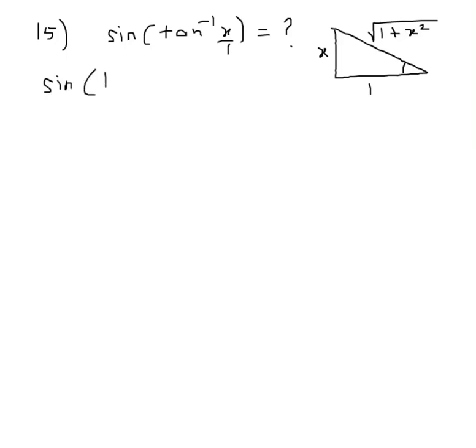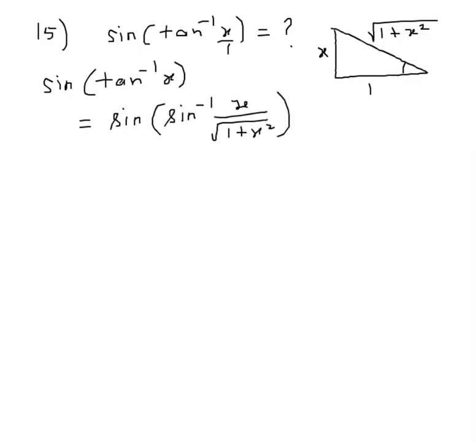Therefore, sine of tan inverse of x can be written as sine of sine inverse of opposite side by the hypotenuse. Now sine and sine inverse could be cancelled. Therefore, the answer is x divided by root of 1 plus x square. The correct option is D.